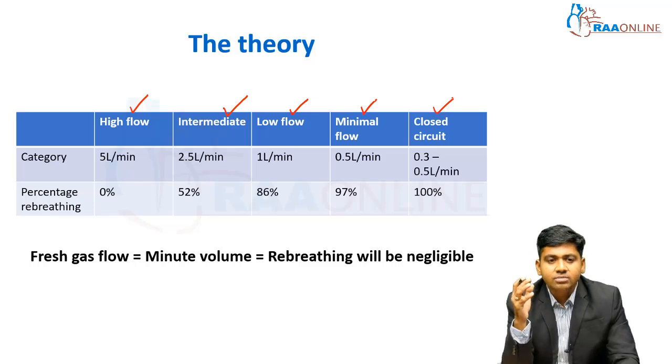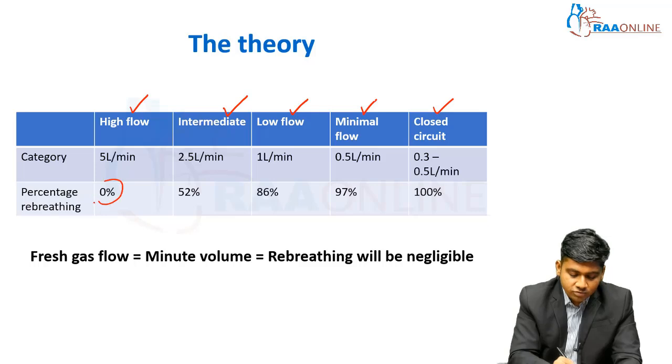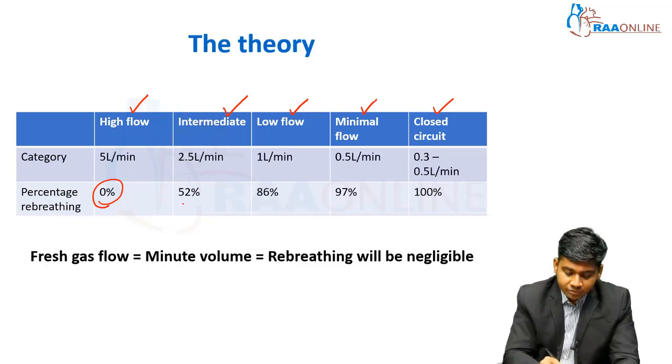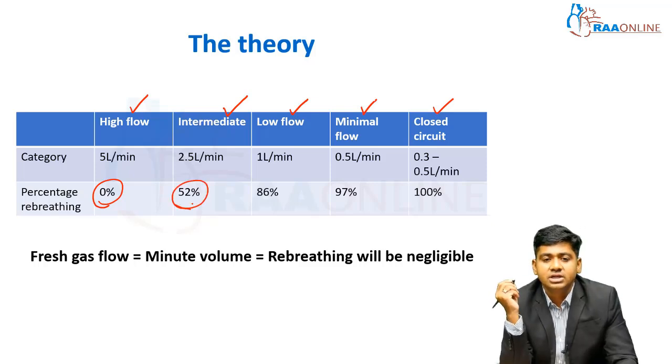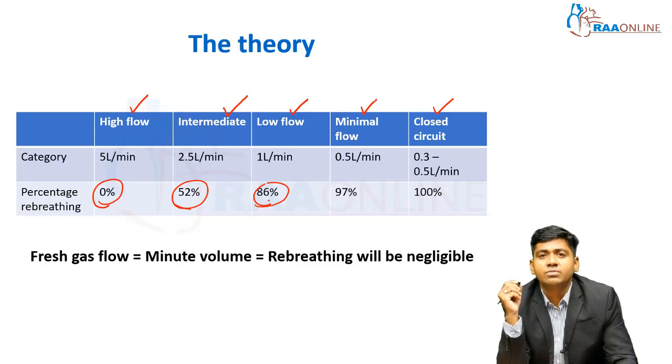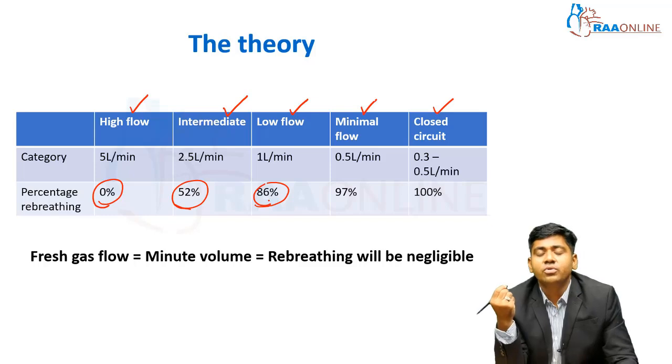The percentage of rebreathing will be 0% if we use 5 liters, because the expired gas will not have sufficient time to be delivered to the patient. So there will be very little rebreathing. When we use 2.5 liters, around 52% of the rebreathing gas can be delivered. So here we can see when we are doing low flow, about 86% to 96% of the expired gases we can easily give to the patient. Therefore we use low flow anesthesia.